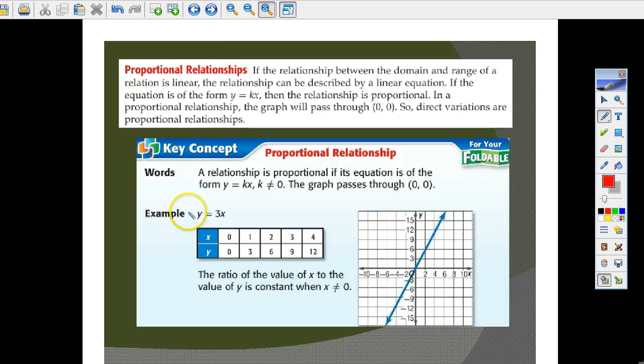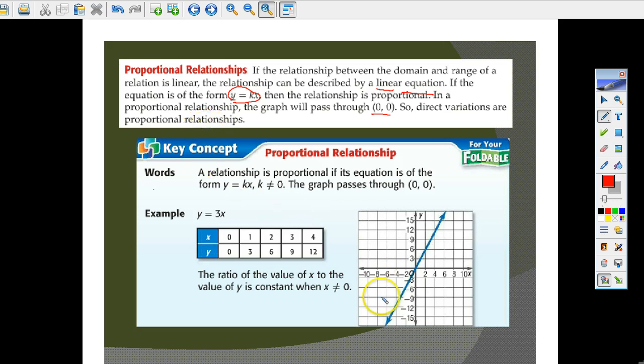Proportional relationships. If the relationship between the domain and range of a relation is linear, the relationship can be described by a linear equation. Linear equation really just sounds fancy. It means a line equation, an equation that has a straight line, just like this. If the equation is of the form y equals kx, which we learned in direct variation, then the relationship is proportional. In a proportional relationship, the graph will pass through (0, 0). We know that part. So direct variations are proportional relationships.